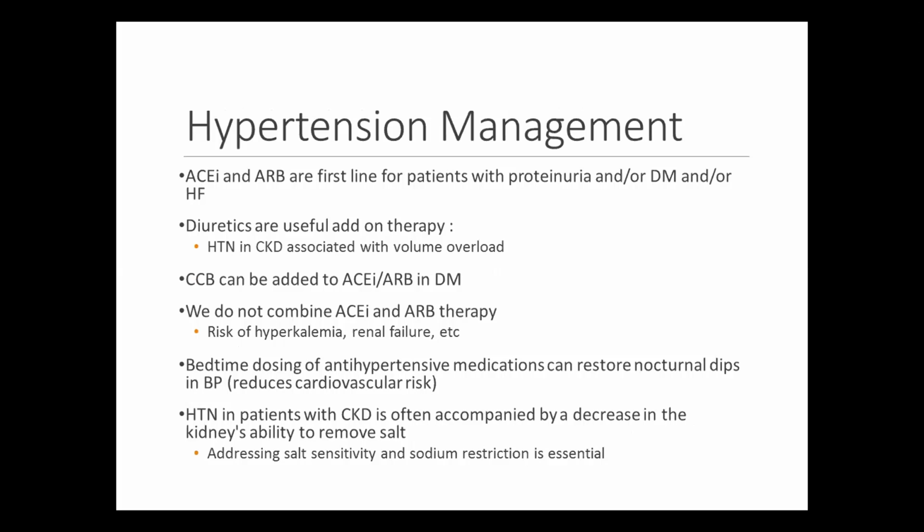In CKD, I've created a little bit of an algorithm for hypertension management here. In CKD, ACEs and ARBs can be used as first line for patients with proteinuria, diabetes, or heart failure. Diuretics are very useful as add-on therapy because hypertension in CKD is often associated with volume overload. Calcium channel blockers can be added to the ACEs and ARBs in diabetes. We don't combine ACEs and ARBs because there's a risk of hyperkalemia and worsening renal function.